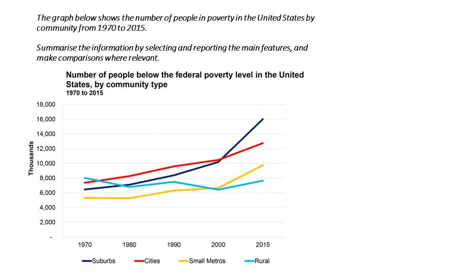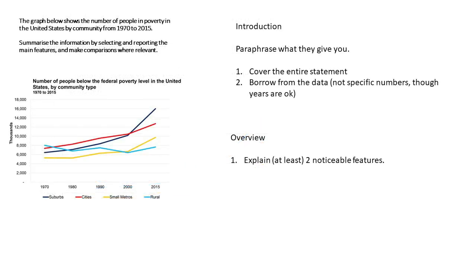Now firstly we need to look at the data, so let's read it out here. It says, the graph below shows the number of people in poverty in the United States by community from 1970 to 2015. Summarize the information by selecting and reporting the main features and make comparisons where relevant. So for our introduction, all we have to do is say that top sentence again in our own words. That top sentence being the graph below shows blah blah blah. The one below it you don't have to worry about.